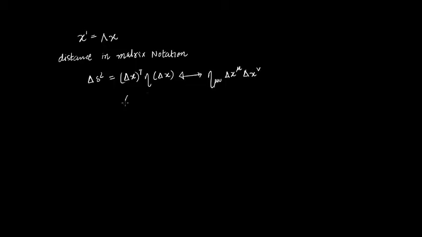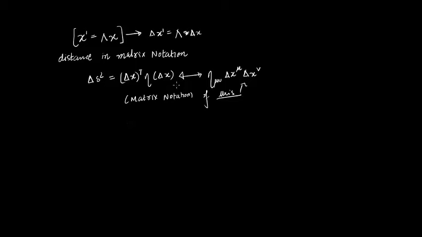This is just a matrix notation of this part. Anyway, once we write that down, and given the fact that we have assumed this kind of transformation, this means that the delta x will follow the same kind of transformation. This will be a lambda delta x.